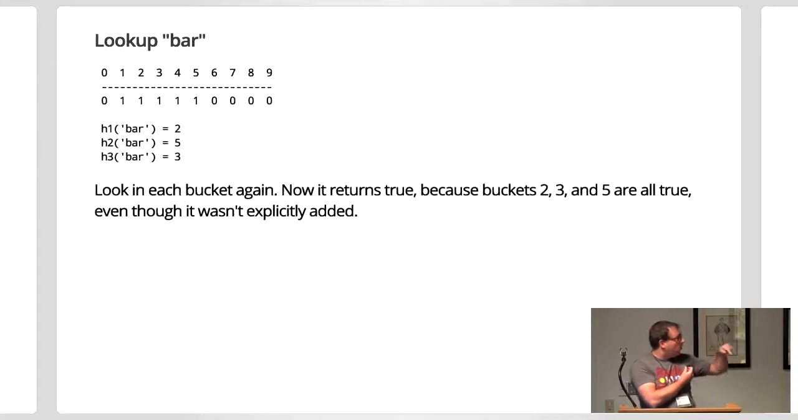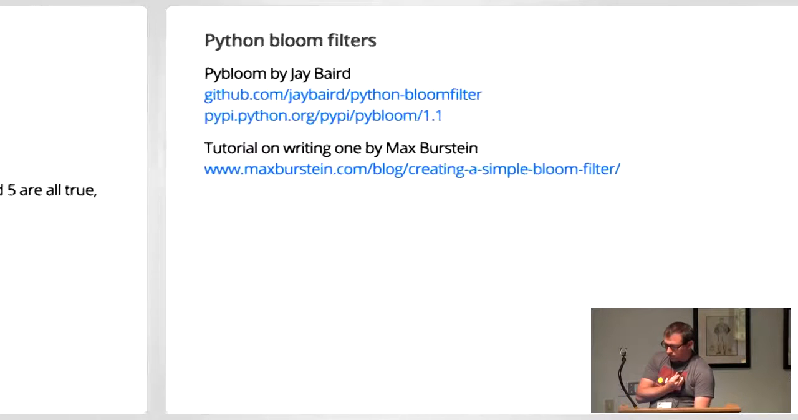So even though bar isn't actually in the data set, a lookup says that it's true. That's a false positive. And so you would need to go hit your really slow database backend or whatever and actually see that it's really not there. But you can save so much time by filtering out things that are not going to be there. And that's really, really useful.